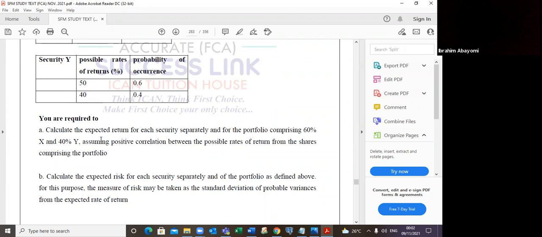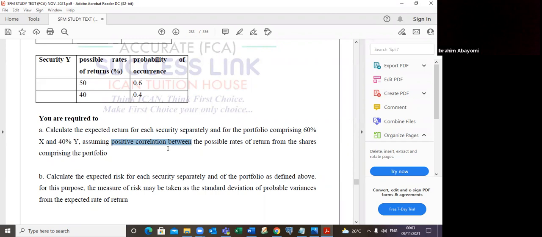If I have a portfolio having a weight of 60% for security X and a weight of 40% for security Y, what will be the expected return on that portfolio? Assuming a positive correlation between the possible rates of return from the shares comprising the portfolio. You know what positive correlation means? An increase in return of one will lead to an increase in return for the other. A decrease in return for one will bring about a decrease in the other as well.